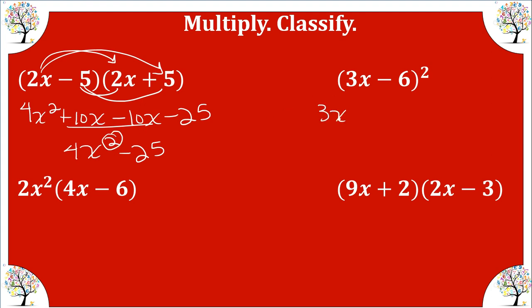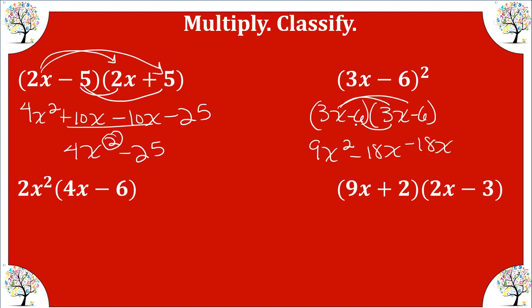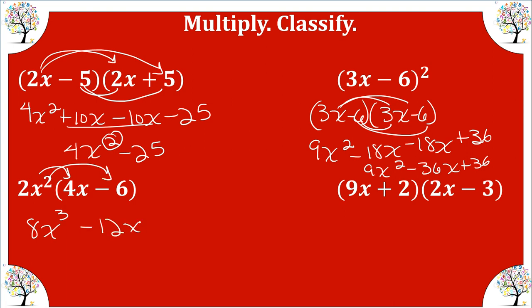Now on this one, please don't forget, you must write out, we have 3x minus 6 quantity squared. We have 2 of these binomials. Now we're going to double distribute. And we're going to combine the 2 middle terms, the 2 linear terms. And we have a quadratic trinomial. Now we have a monomial times a binomial, so we're just going to distribute. Here we have a cubic binomial.